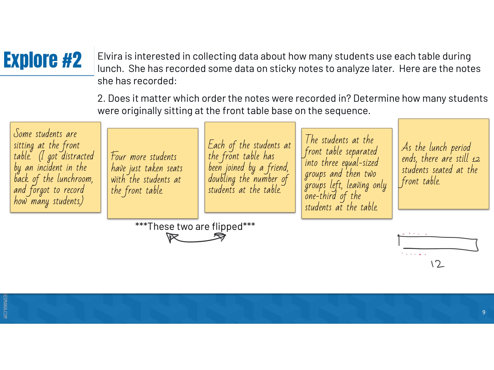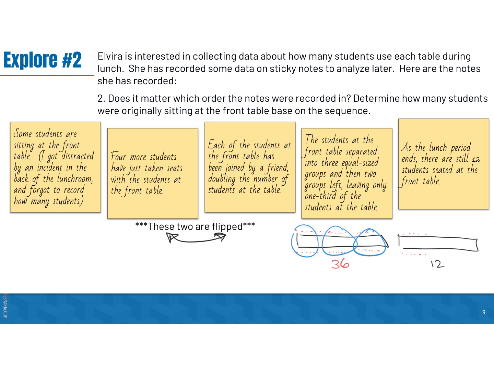And then the students at the front of the table separated into 3 equal groups. So I ended up with 12. So that means I need 3 groups of 12. Right? And here are my 3 equal groups. So if I started with 12, 3 equal groups, how many are going to be left over? Here's the 36.